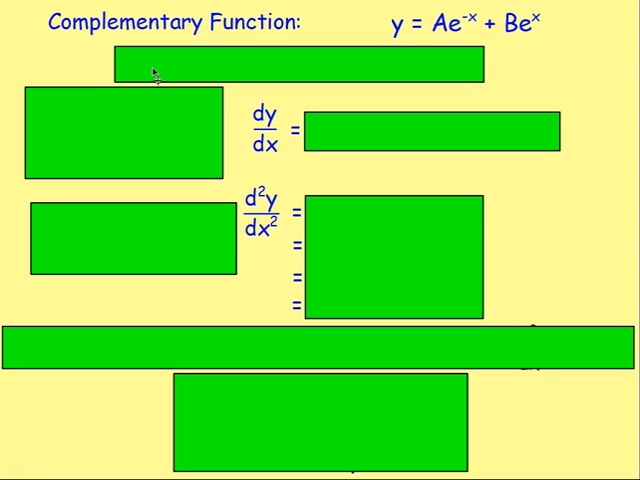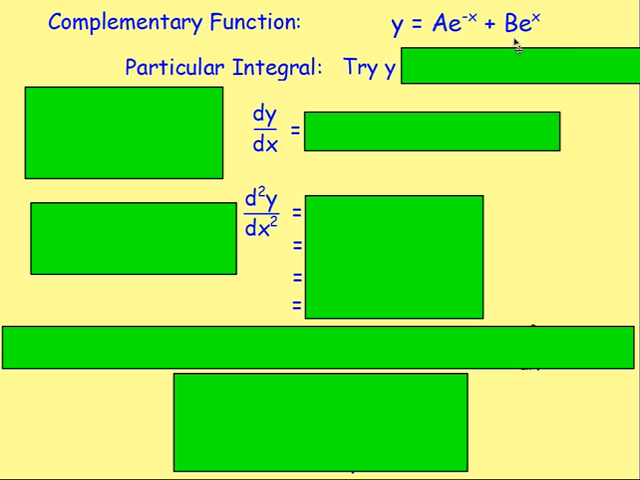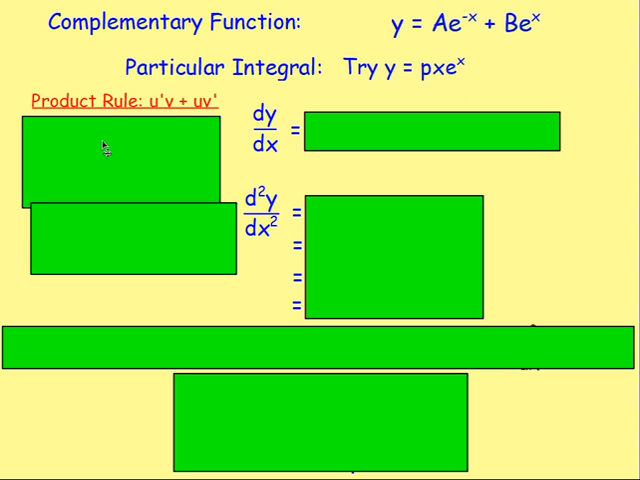So if we copy this then, for the particular integral, again, we can't choose pe to the power of x because the complementary function already has a something e to the power of x. So let's multiply the particular integral by x, so we'd have pxe to the power of x. So, once again, you have to get dy by dx and d2y by dx squared. So, getting dy by dx, we differentiate pxe to the power of x, and to differentiate we use the product rule. You got it. So the product rule, u dash v plus uv dash.